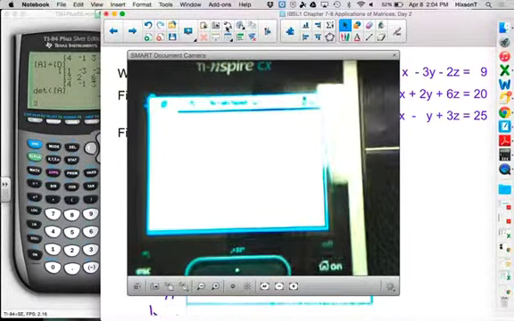Sometimes we have to get the glare off. We've got to kind of come at it at an angle. There we go. Let's try focusing again.